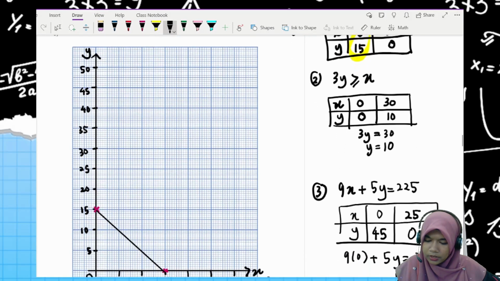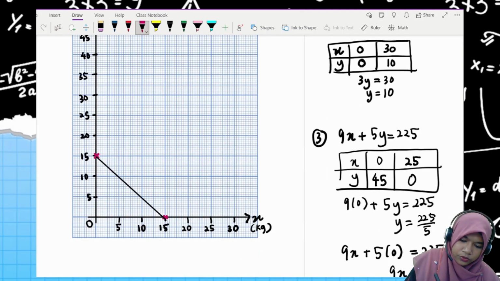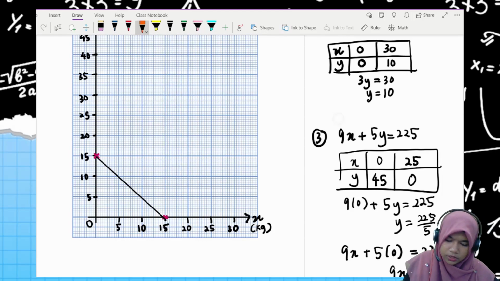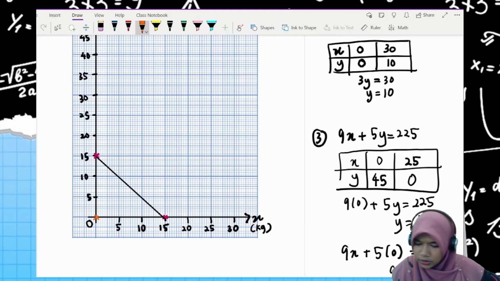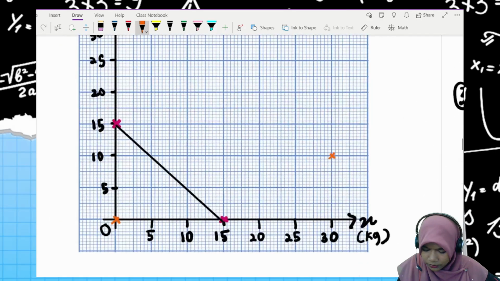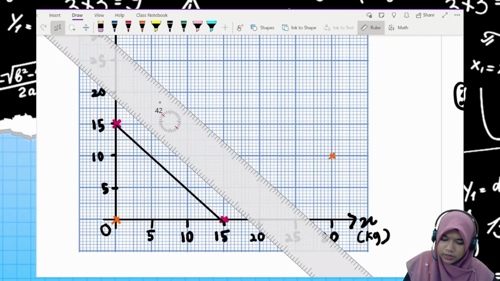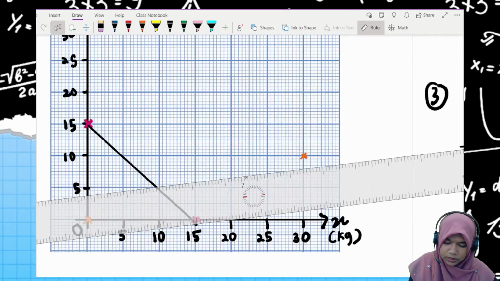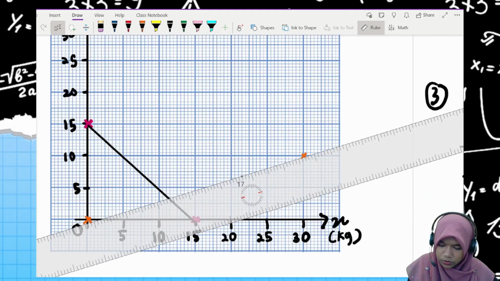Second one, 0, 0. I use another color, orange. 0, 0, and when x is 30, y equals 10. This one is for the second graph, the second equation.